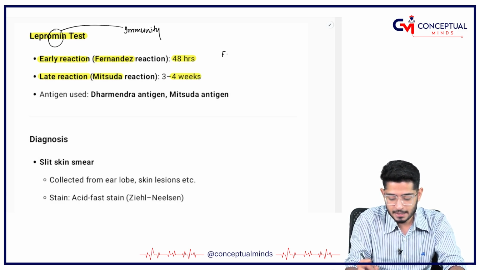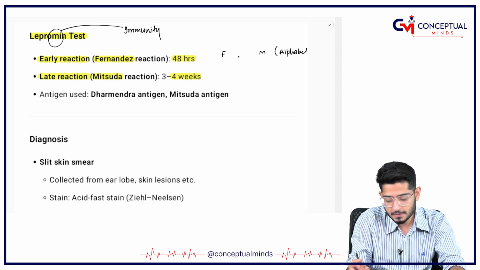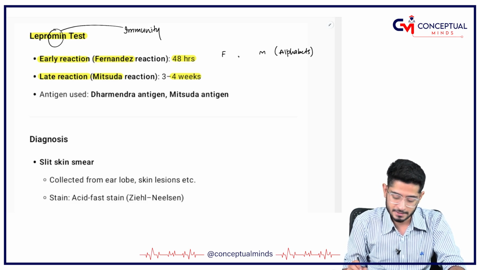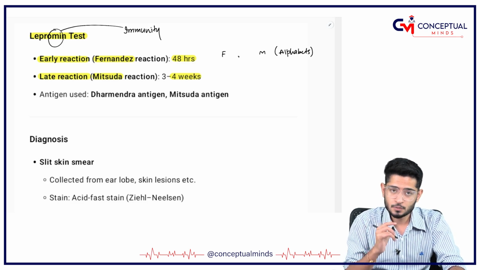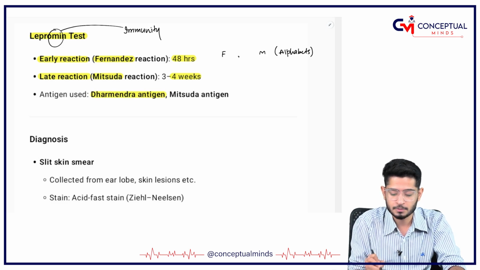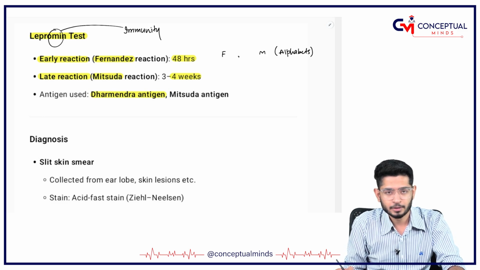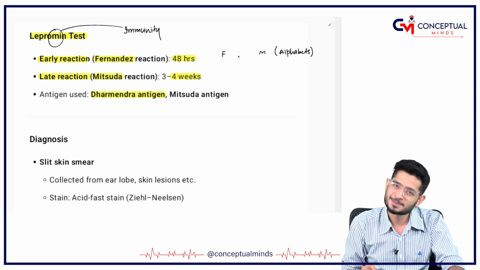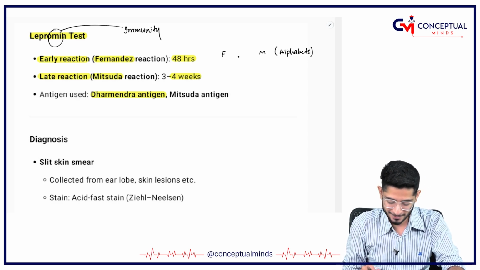Just like the alphabet F comes earlier than M. Similarly, the Fernandez reaction is early and the Mitsuda reaction is late. The antigen which you are putting is called the Dharmendra antigen or the Mitsuda antigen, but the Dharmendra antigen you have to keep in mind. Fine. 2.5 kilo ka haath, remember, father name is Dharmendra only. For the Hindi speaking students, you must be understanding what I am trying to tell.